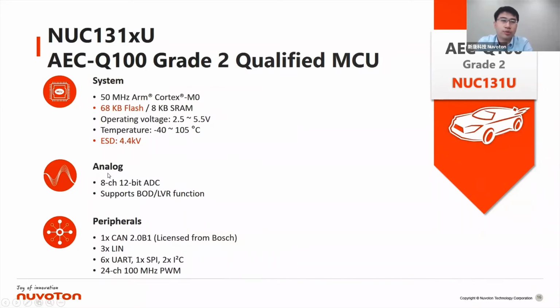For analog, we provide many different functions. First, a 12-bit ADC with up to 8 channels, and it supports BOD and LVR functions, which could detect a voltage drop. If your power is unstable, our microcontroller can detect it and prevent damage.